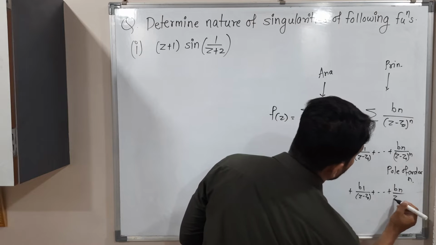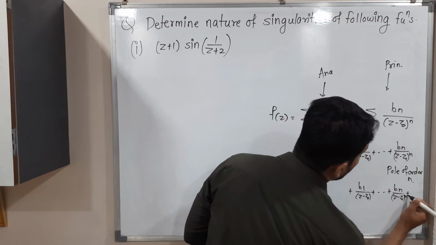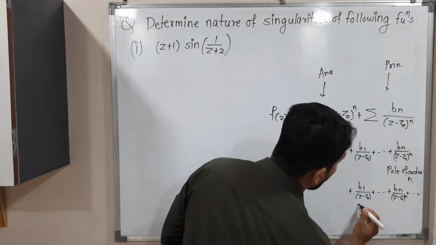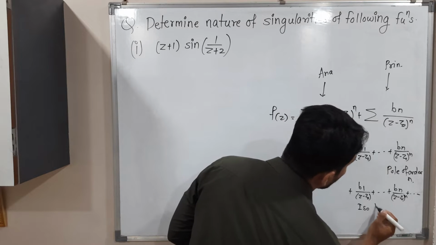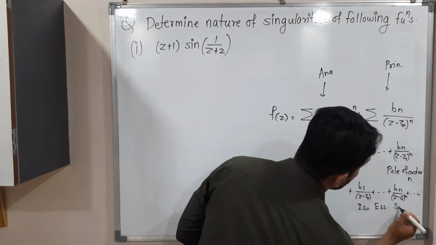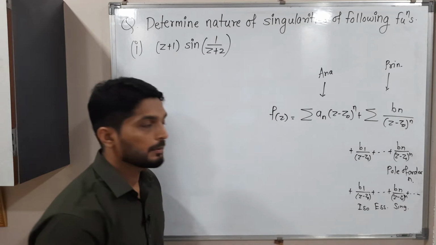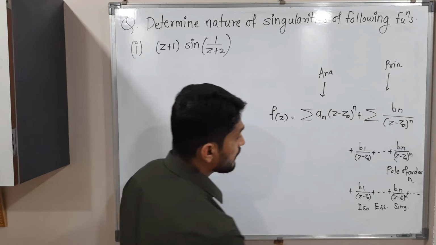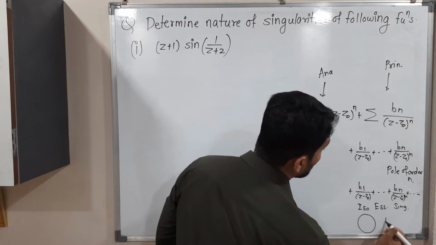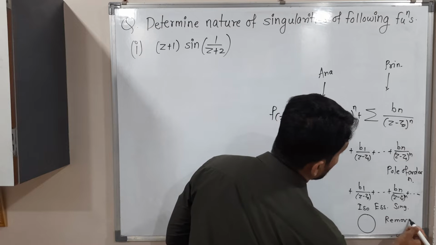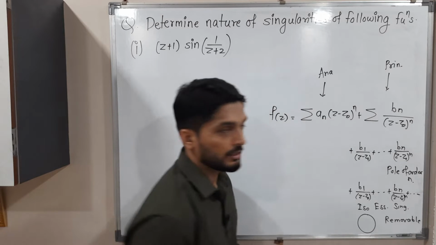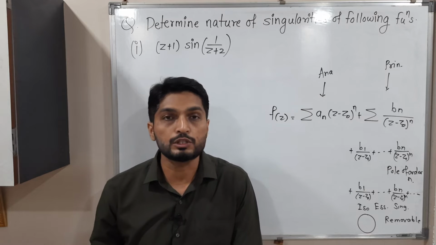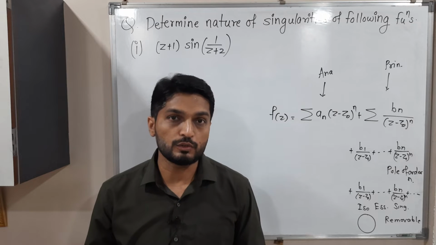b_n (z minus z naught) raised to n, again with infinitely many terms, then we say it is an isolated essential singularity. If the principal part is 0, then we say it is a removable singularity. And there is one more singularity, which is the non-isolated essential singularity.